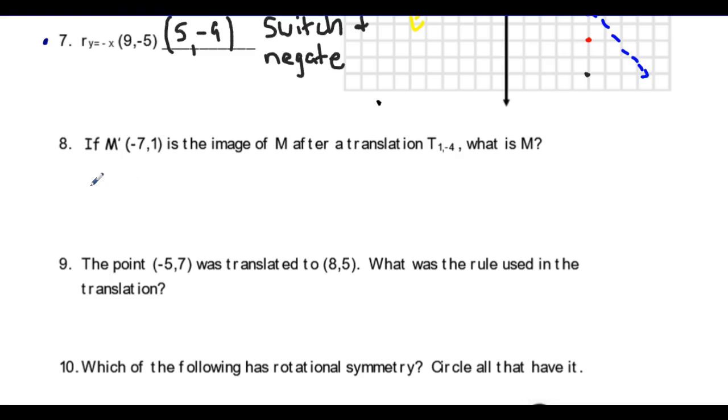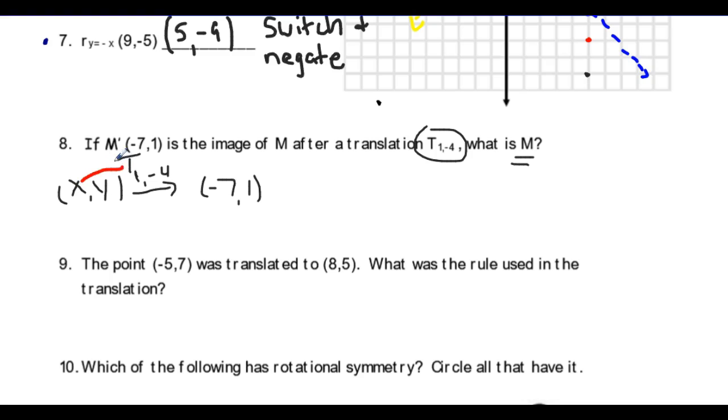I'm going to set myself up here. I'm going to start with M, which is what I'm looking for. I'm going to call that x and y. I don't know what it is, but I do know they transformed it, and it became -7, 1. And I know the transformation was 1, -4. So T, 1, -4.